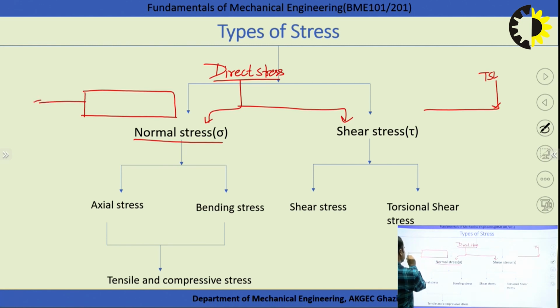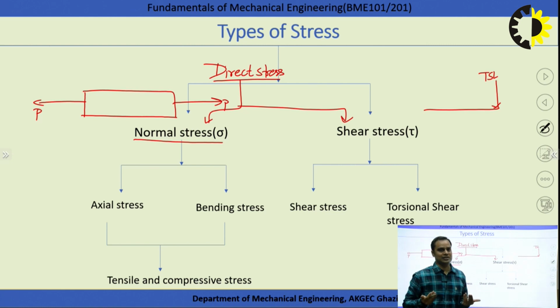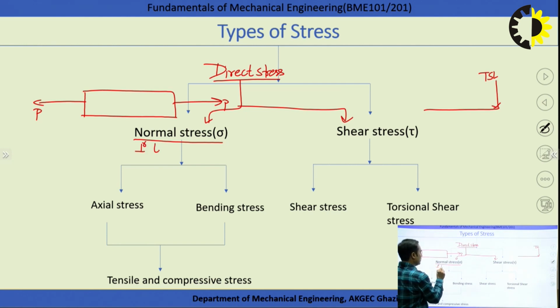If I am considering any object and it is subjected to a load like this, P and P, in that case the stress induced is called the normal stress, because the load is acting normal to the surface. Or we can say, in the case of normal stress, the load is always acting perpendicular to the external load. Which area do we have to consider? The perpendicular area, perpendicular to the external load.